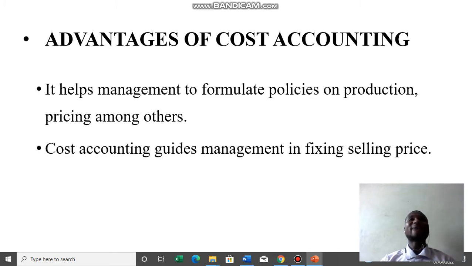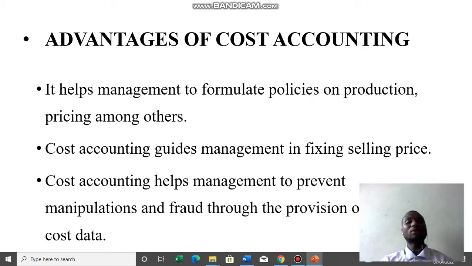Now it also guides us to fix a price. So if we are able to determine our production cost, then we can add a markup, and that will result in a selling price. Cost accounting guides us to fix the appropriate selling price that will result in a better profit.